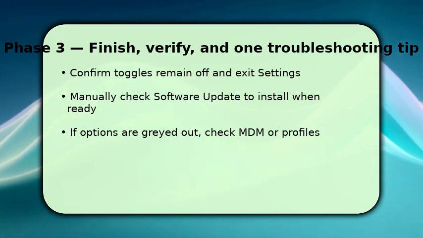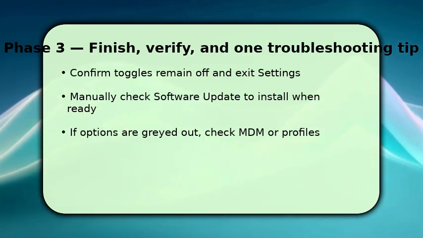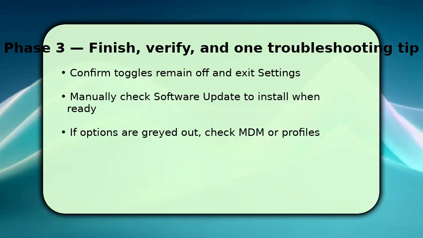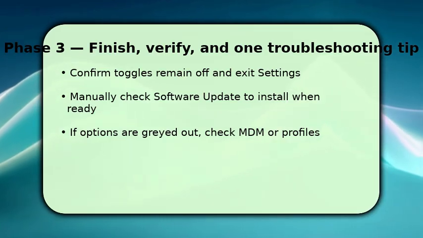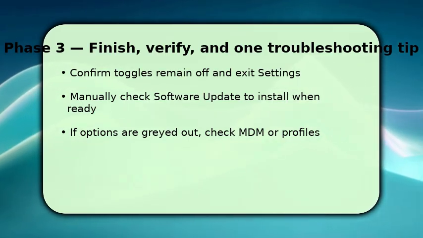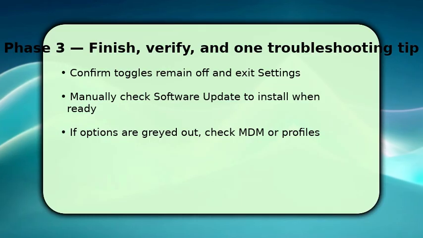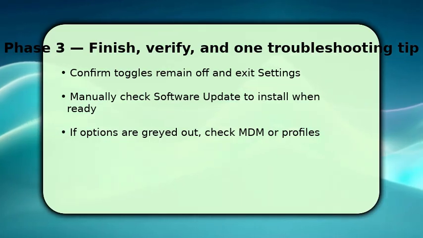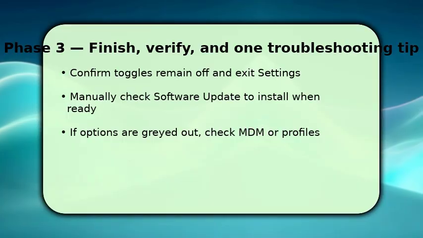If the automatic updates controls are grayed out or revert, check for a configuration profile, mobile device management, or screen time restrictions. Remove any beta or MDM profiles if appropriate. If problems persist, restart the device and recheck the settings before contacting support.